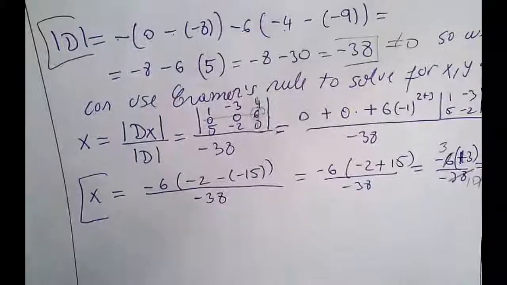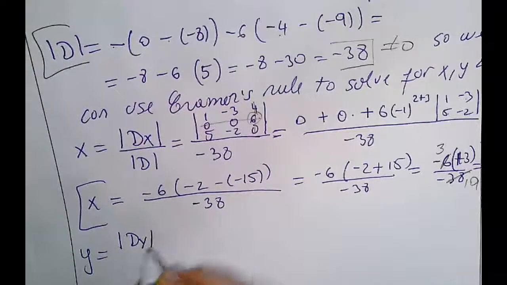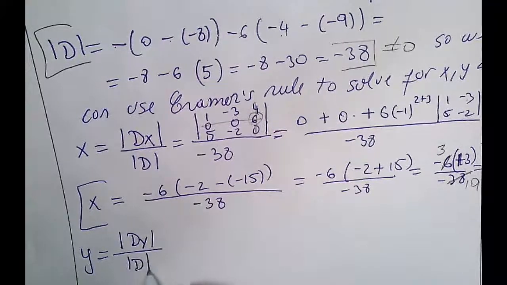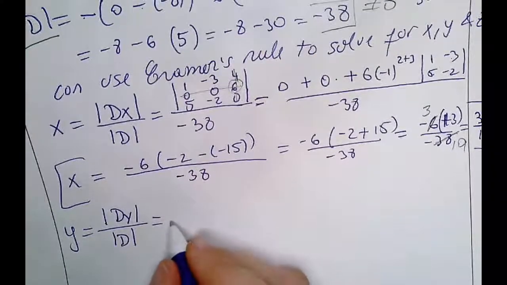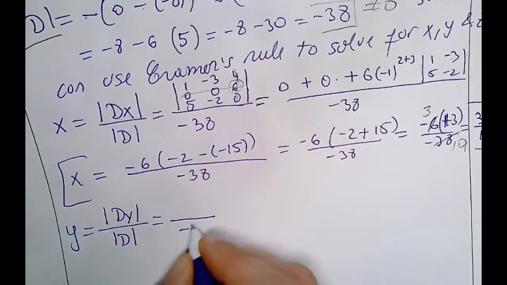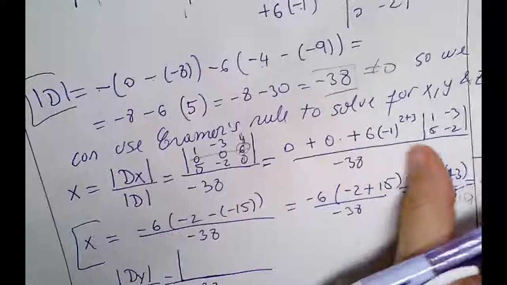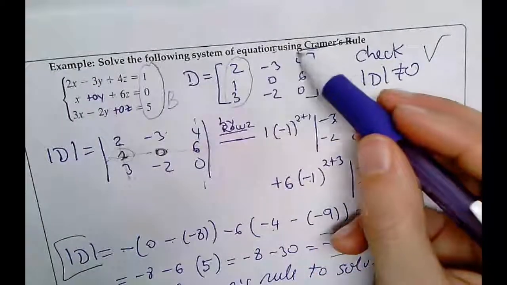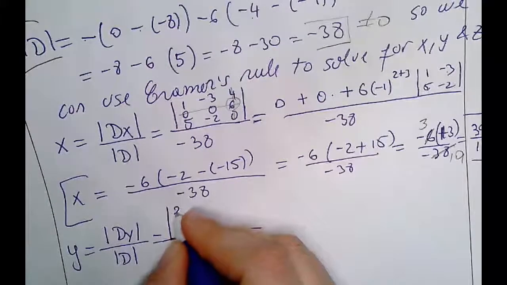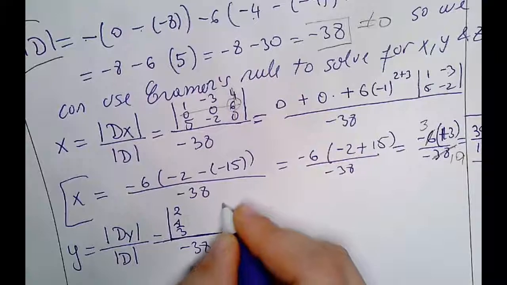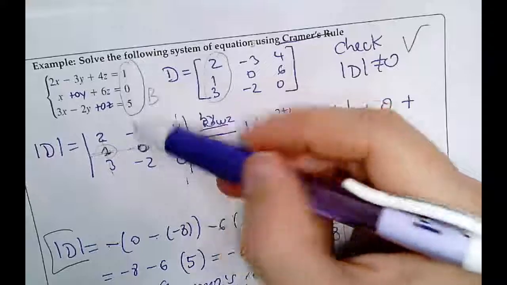Now let's solve for y. So y is going to be the determinant when we remove the column for y and replace it with the constant term over the determinant of d. So let's see. The determinant of d is negative 38. Let's write down what is the determinant when we remove y. So the first and third column stay the same. And then I replace the second column by the b's, constant terms, 105.